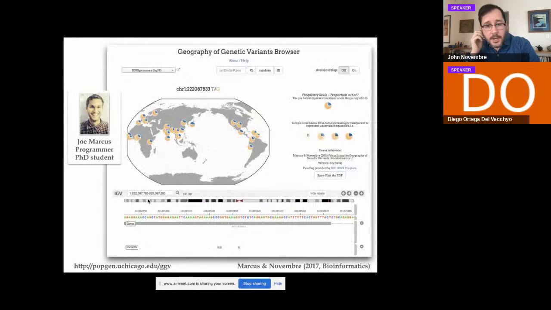So here we have a browser that we've developed called the Geography of Genetic Variants browser. It's very straightforward in some ways, in that what we're showing is the allele frequencies for particular SNPs.